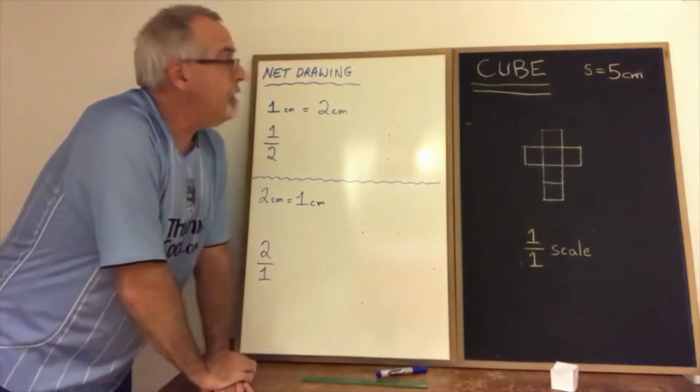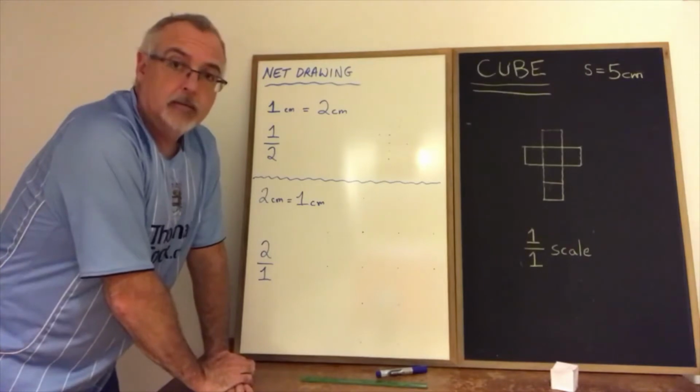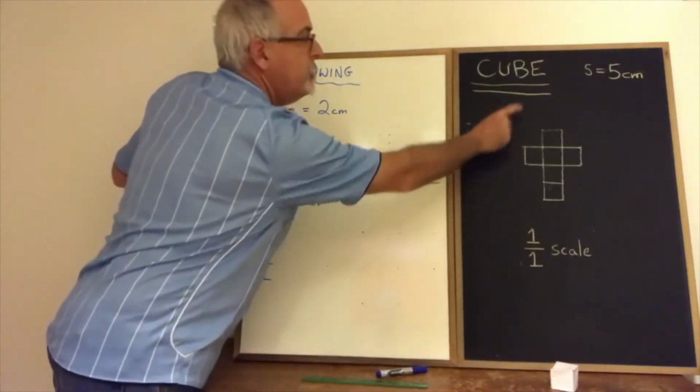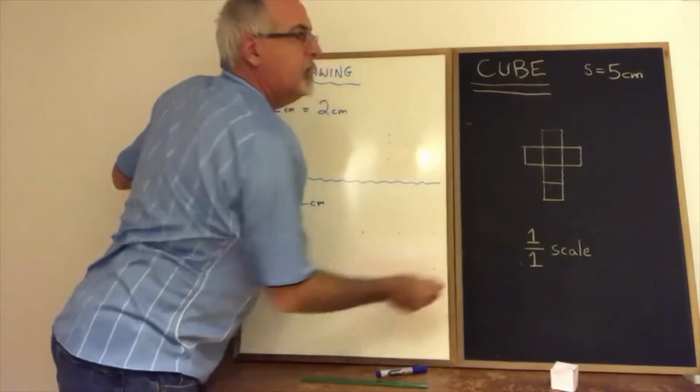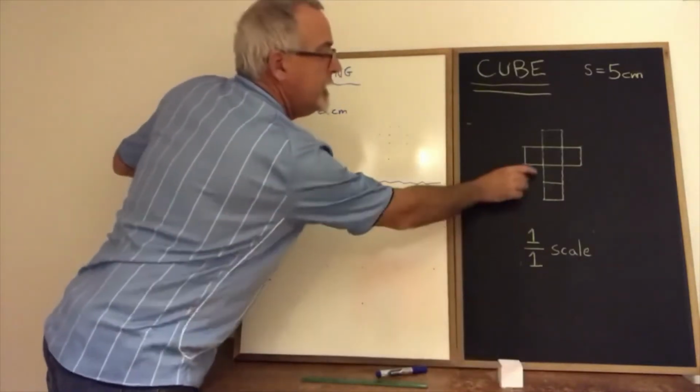Today's daily dose of math is drawing the net of a cube to scale. Earlier, I drew the net of this cube with a side length of 5 centimeters. That's this cube right here. And I drew it here.